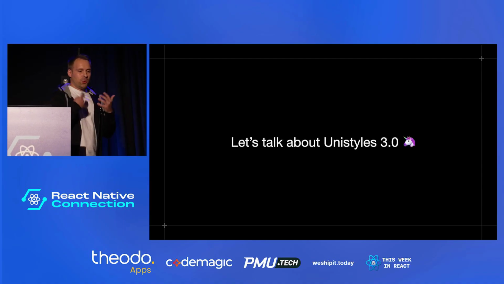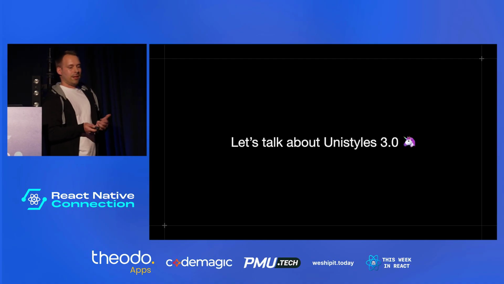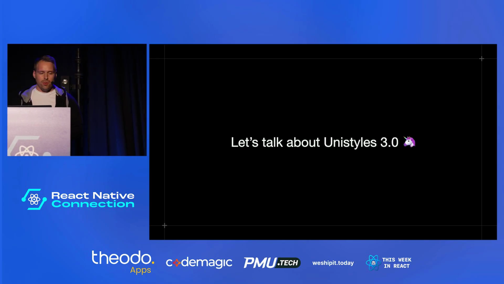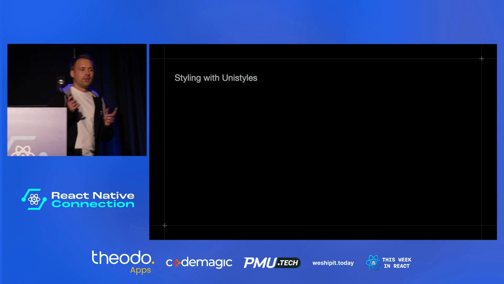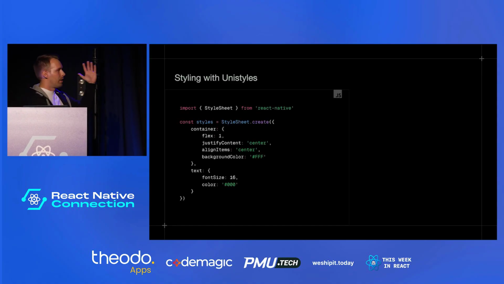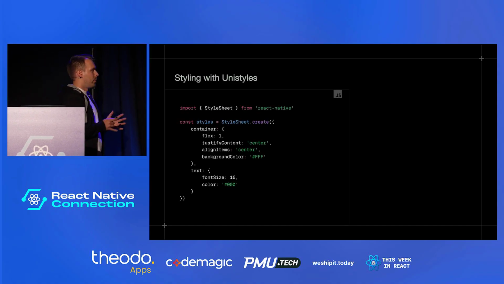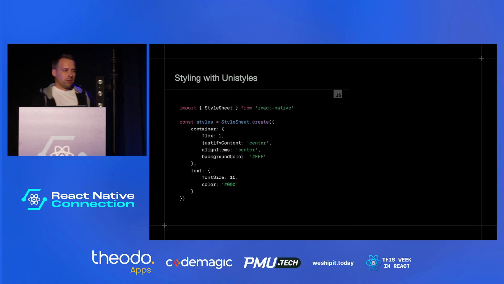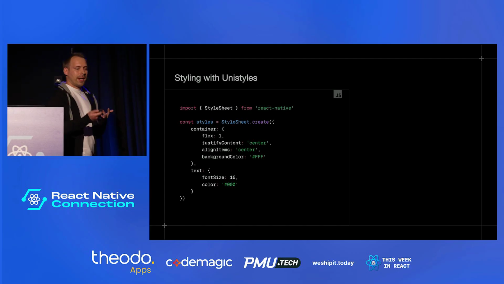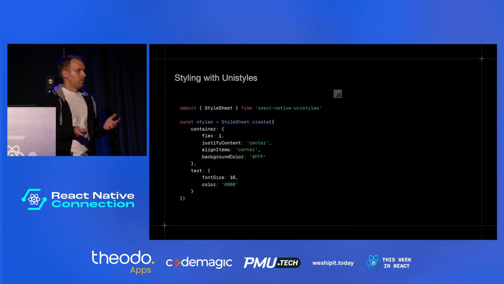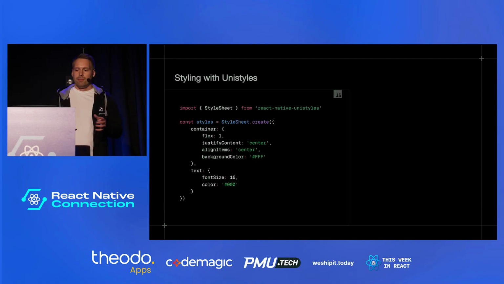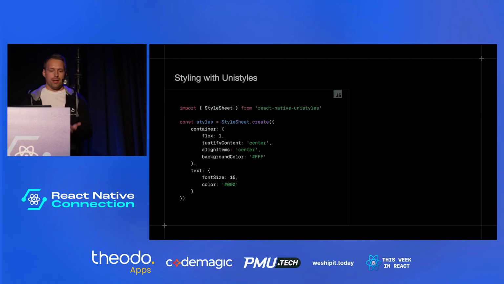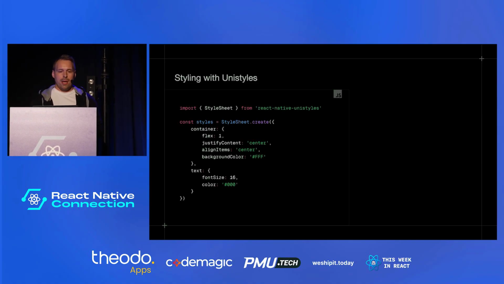So now, I'll introduce you to the concept of why I did it. So let's talk about Unistyles. Again, I will bring back the default example. This is the regular StyleSheet from React Native. And in order to convert it to a Unistyles StyleSheet, you just need to change the import. That's all. You are now ready to pass your styles to the components.